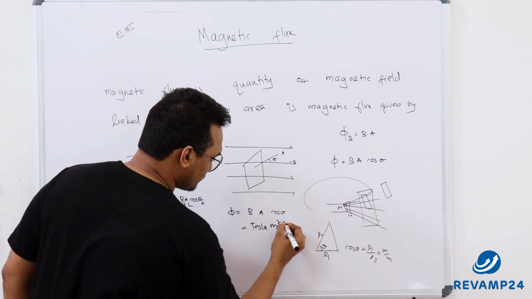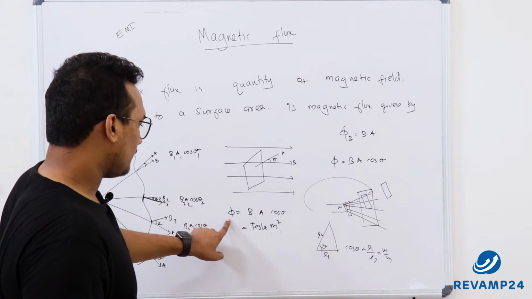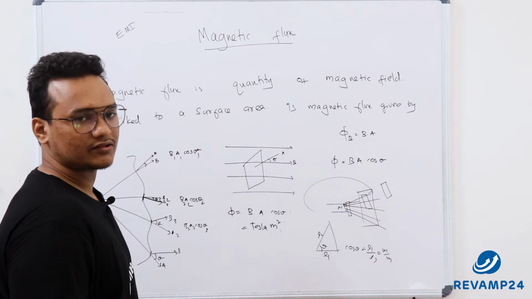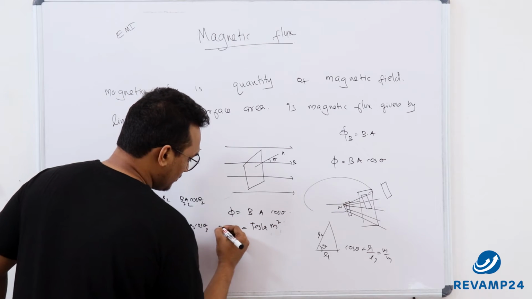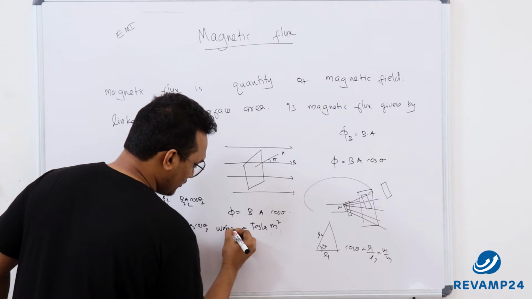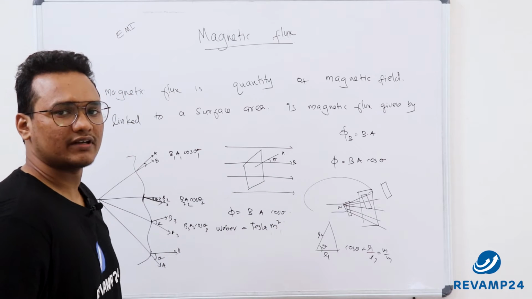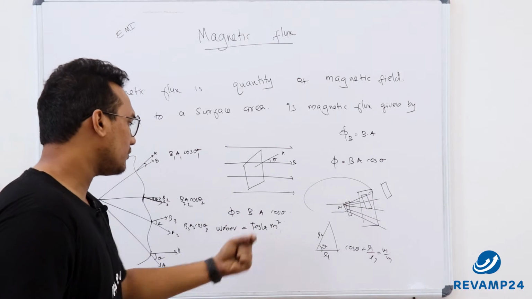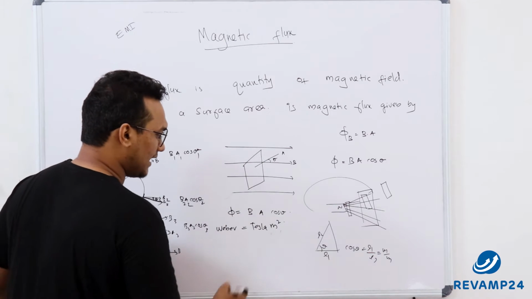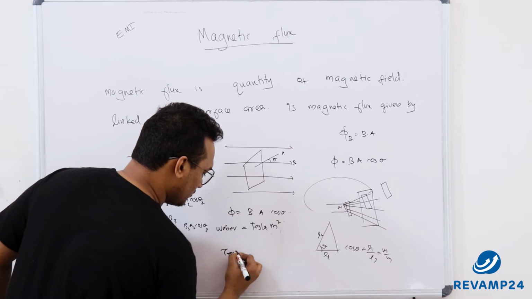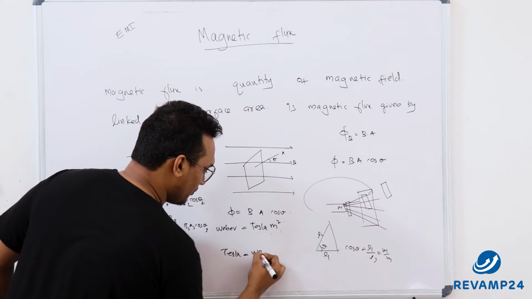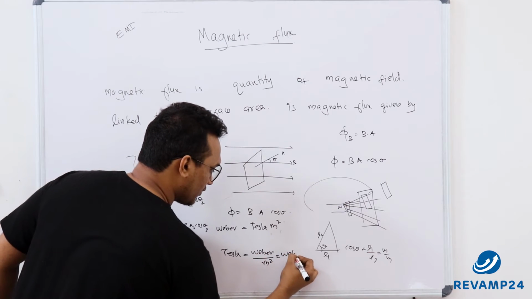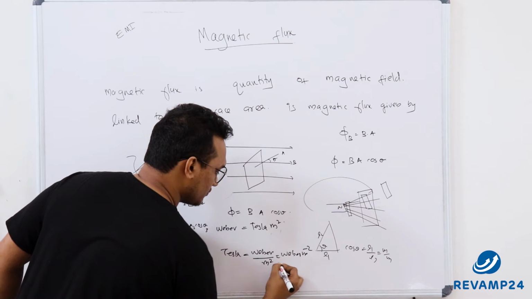Meter square. So flux can be measured with the unit of Tesla meter square, or this can be rewritten as Weber. So Weber and Tesla meter square are the same thing, but here we are going to get a new unit for Tesla. So Tesla is equal to, as per this equation, Weber by meter square, or Weber meter power minus 2.